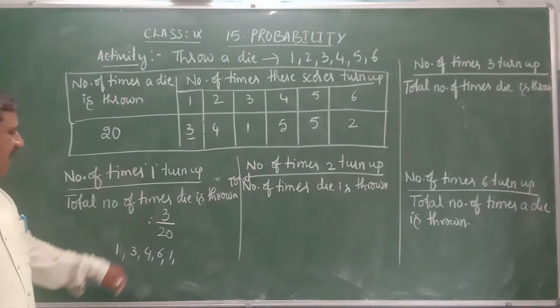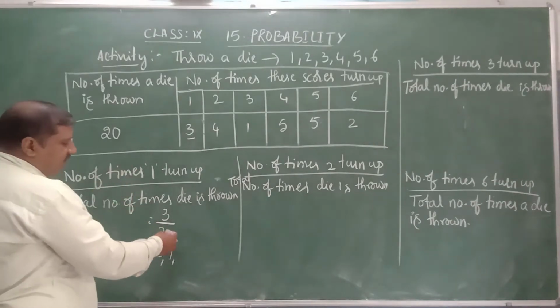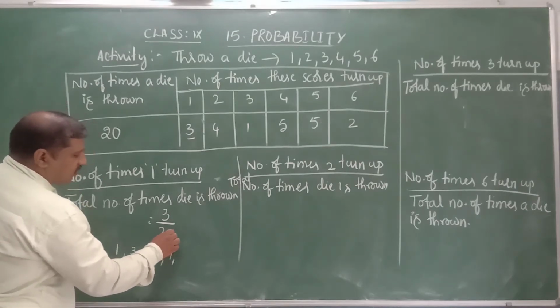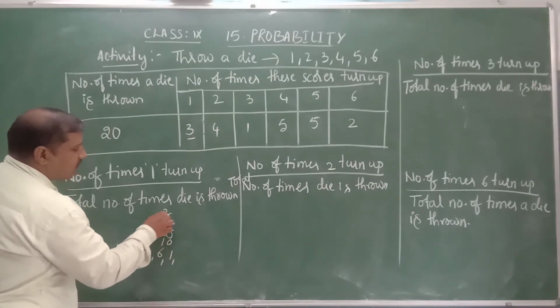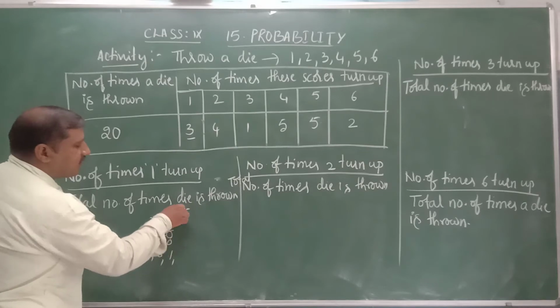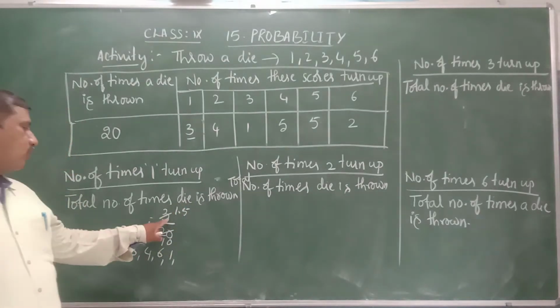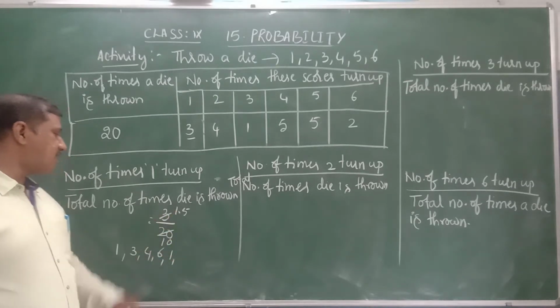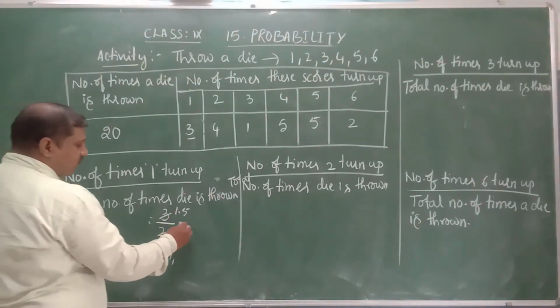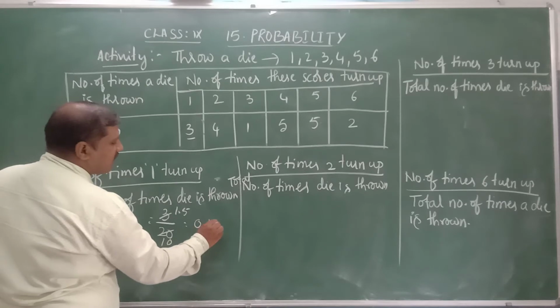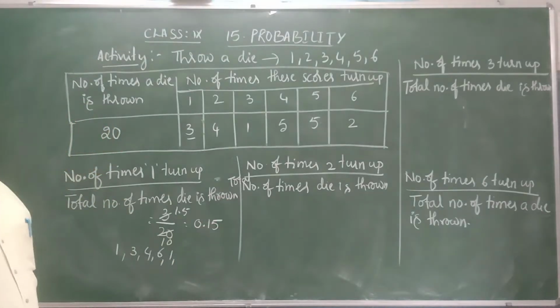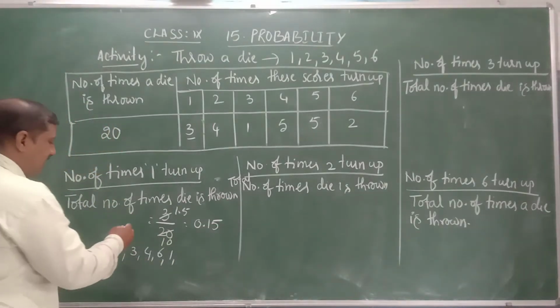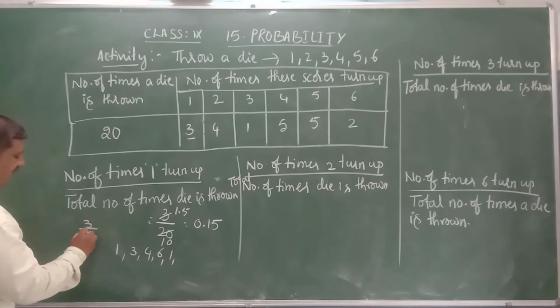When we find this in decimal form, we get 0.15. Or you can keep it in fractional form only, that is 3 by 20.